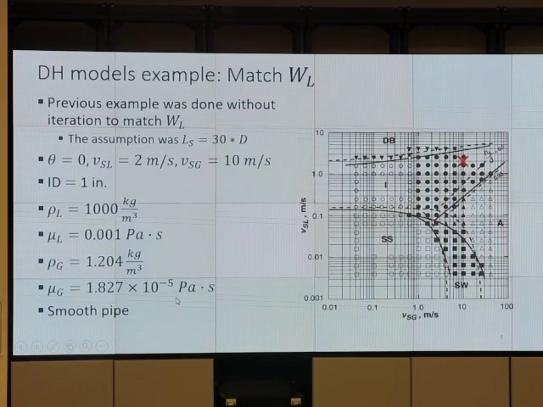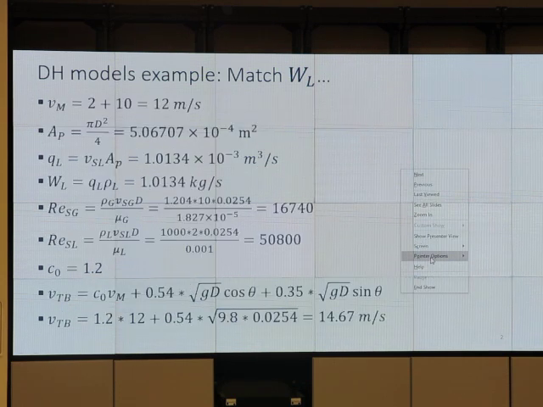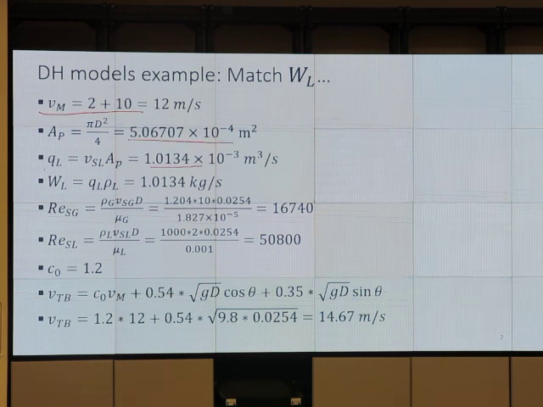The way I do it, we specify the pipe condition and fluid properties. Calculate VM, pipe area, flow rate, mass flow rate, and the superficial Reynolds number based on VSG and VSL. So we get those numbers, and they tell me this could be turbulent flow. Is the actual Reynolds number going to be more than that or less than that? More. We will see if it's more or not. I think it's more.